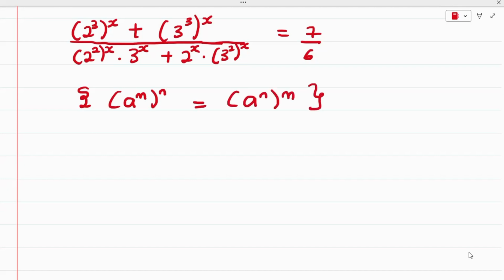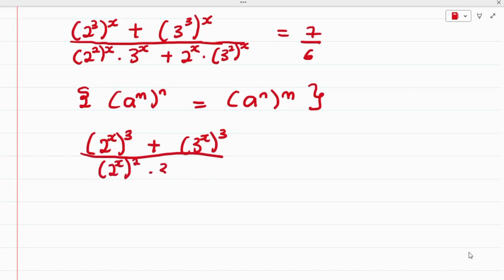Applying this, we have 2 raised to the power of x, all raised to the power of 3, plus 3 raised to the power of x, all raised to the power of 3, divided by 2 raised to the power of x, all squared, times 3 raised to the power of x, plus 2 raised to the power of x times 3 raised to the power of x, all squared, and this is equal to 7 over 6.